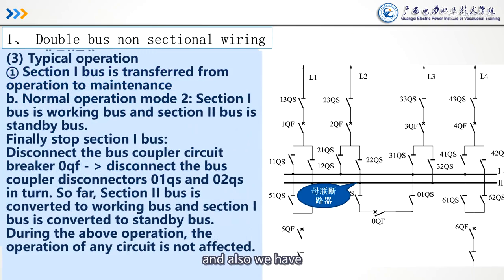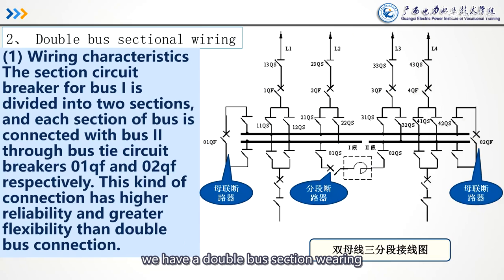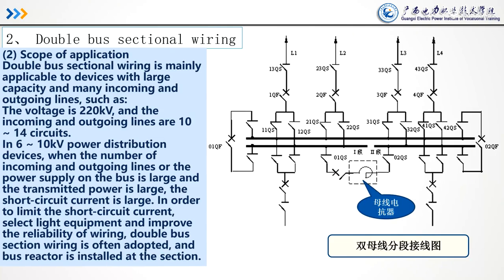And also we have a double bus section wiring. Wiring characteristics: the bus 1 is divided into two sections by a section circuit breaker, and each section of bus is connected with bus 2 through bus tie circuit breakers 01QF and 02QF, respectively. This kind of connection has higher reliability and greater flexibility than double bus connection.